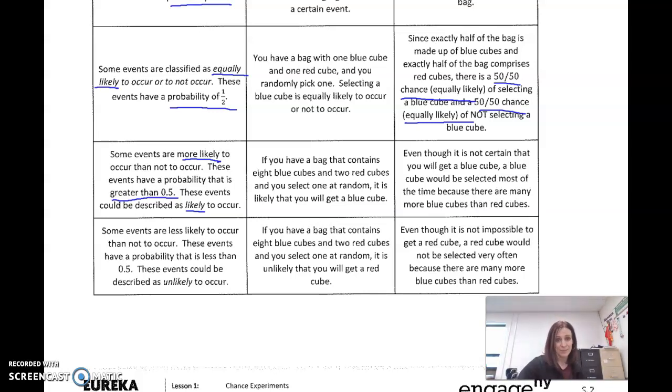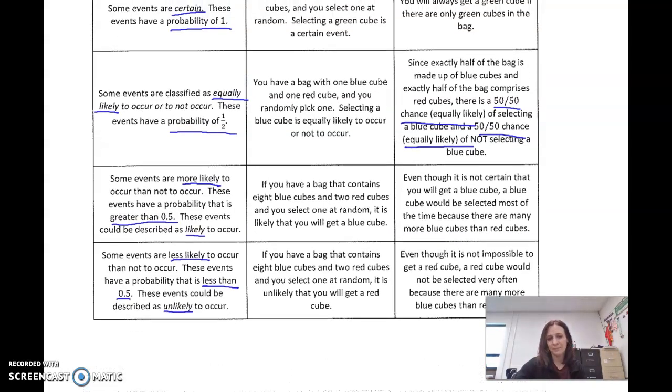Now, on the flip side, events that are less likely to occur than not to occur have a probability that is less than 0.5, less than half, and we call them unlikely. So same thing, if you have 8 blue cubes and 2 red cubes, it's unlikely that you'll get a red one. Not impossible. You could still do it. It's just unlikely. So that's the range that we're going to be dealing with in this lesson.